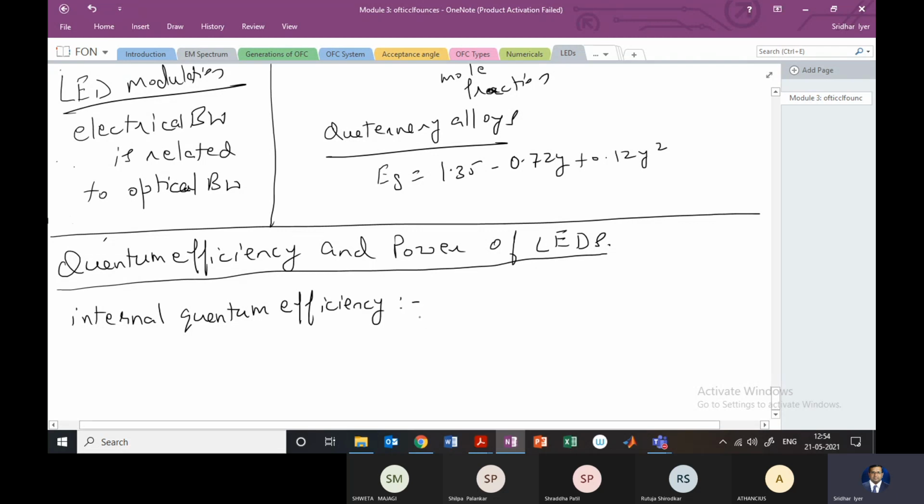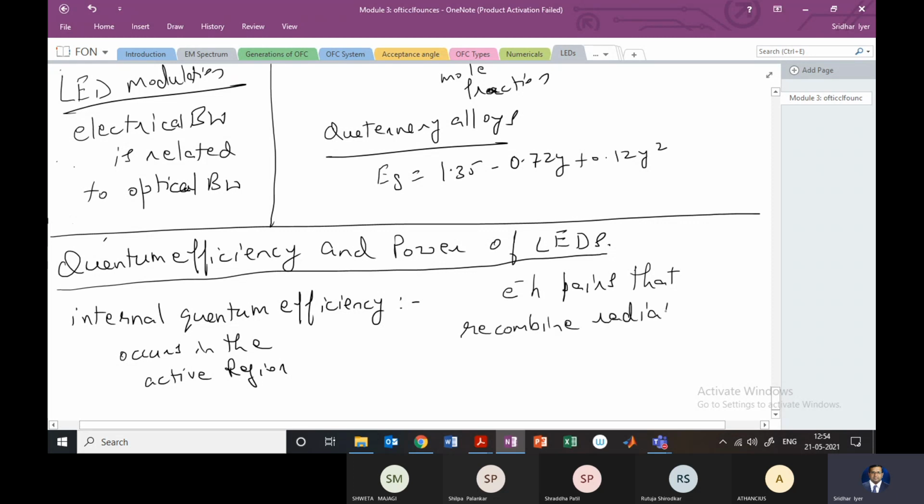And this internal quantum efficiency occurs in the active region, and this is nothing but the fraction of electron hole pairs. So let me write it this way: fraction of electron hole pairs that recombine radiatively. Right. So this I had explained in the last lecture.